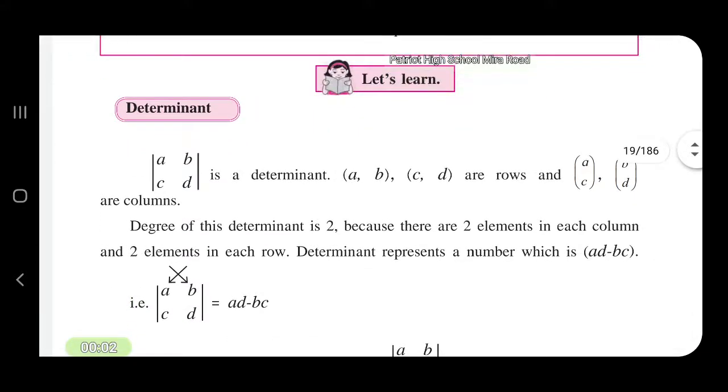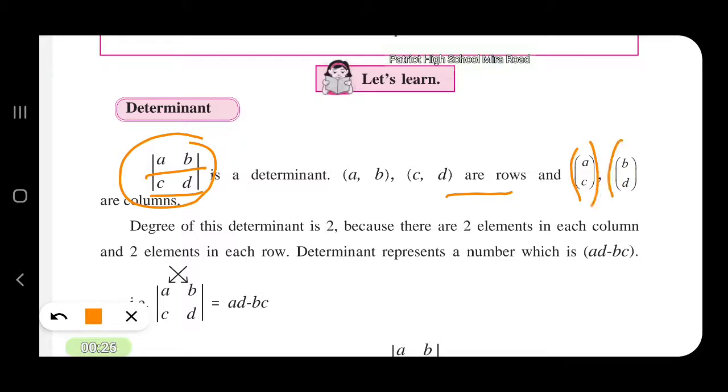Let's learn determinants. Here you will find that this is a determinant. A, B and C, D are rows. So this is the first row, this is the second row, and these are the columns.